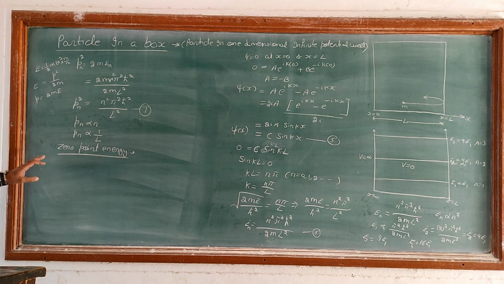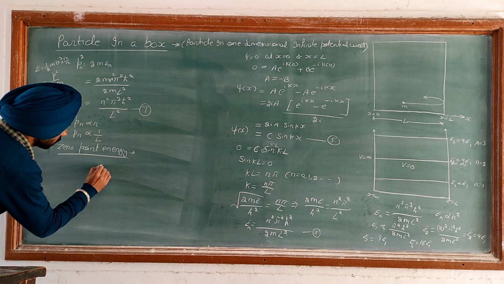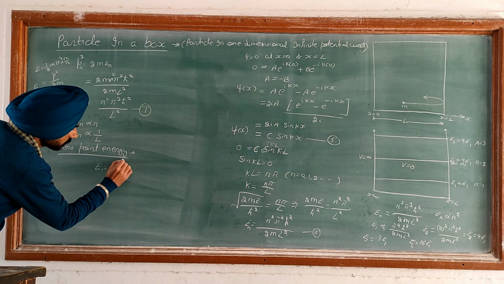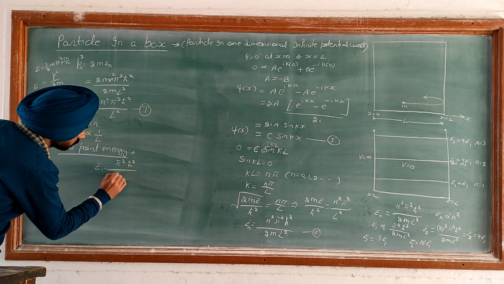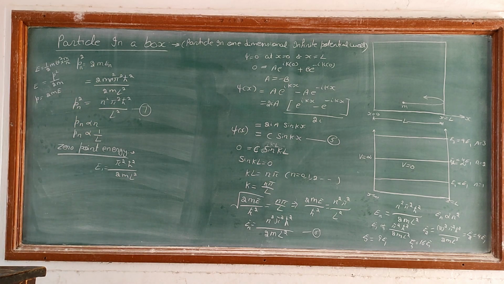Zero point energy is the minimum possible energy possessed by the particle inside the box. So zero point energy E1 is equal to pi square h cut square upon 2ml square. This is generally asked in your competitive exams. Since E equal to 0 is not allowed, that's why I have not substituted n equal to 0 and have not written E0.